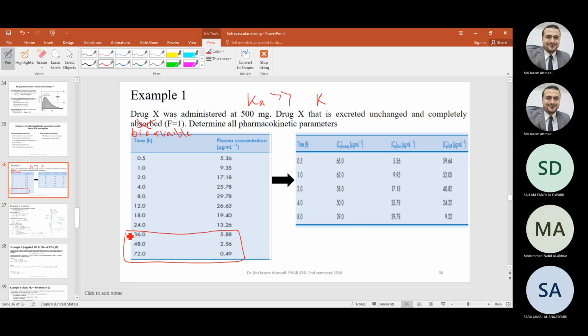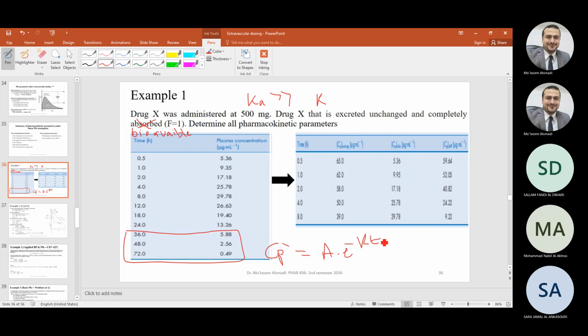What's the equation for the terminal phase? That's Cp prime equal to A multiplied by e to the power minus K times t. Is this a linear equation? It's not, right? So can we do linear regression on it as it is?